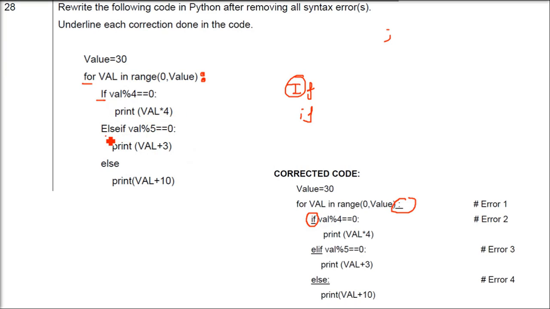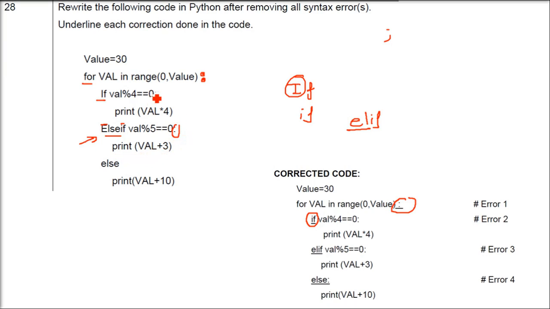Print val into 4. This has no problem. Else if. Okay, again it seems right. But we don't have else if. We have a short form, we have elif. We don't have anything else after it. Take el from here, if from here. So elif is the correct one. This is also correct. Print val plus 3.